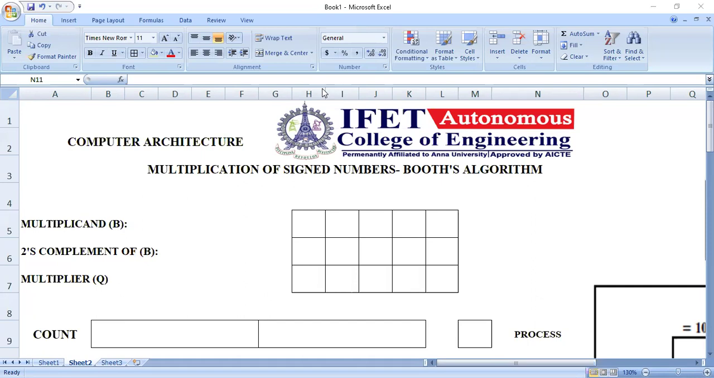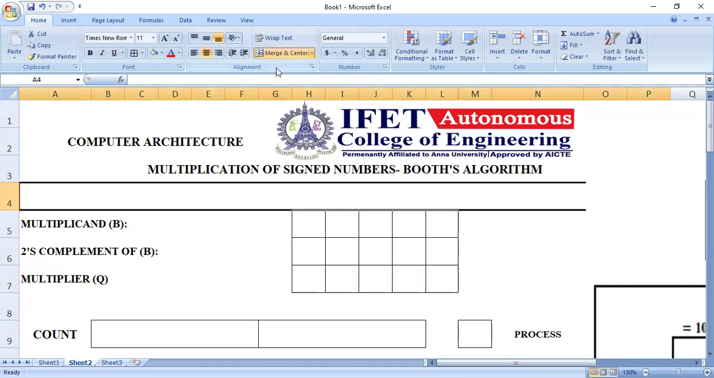Good morning, students. In this video, we shall discuss the multiplication of signed numbers, that is, using Booth's algorithm. In the previous video, the link has been shared in the description, we had discussed the multiplication of two unsigned numbers, where we did not consider any sign for the numbers.